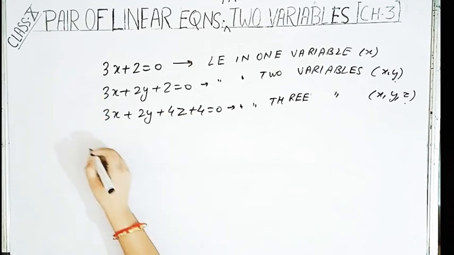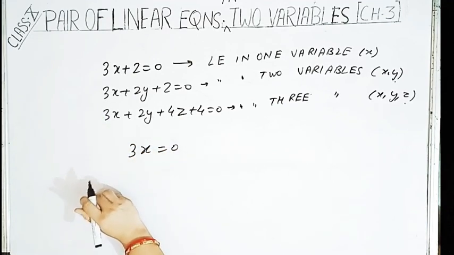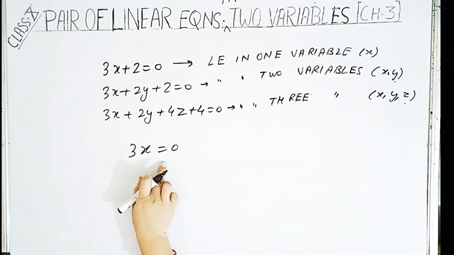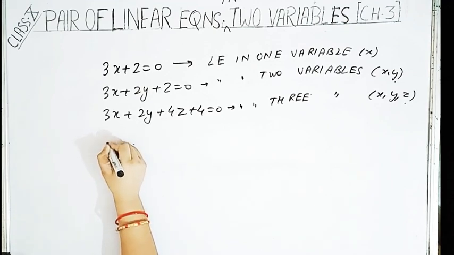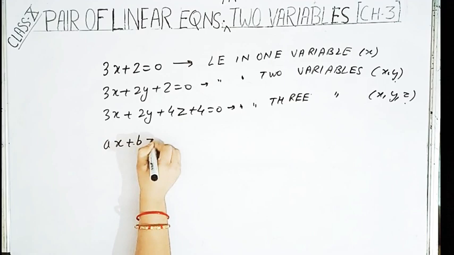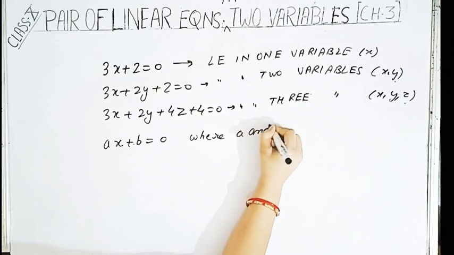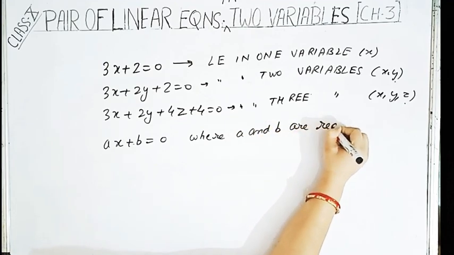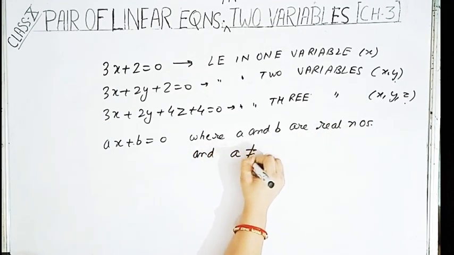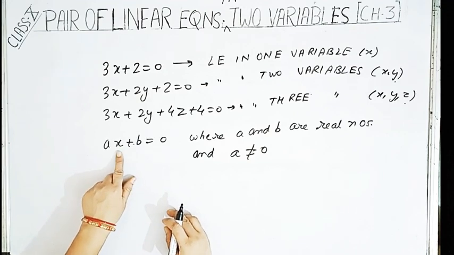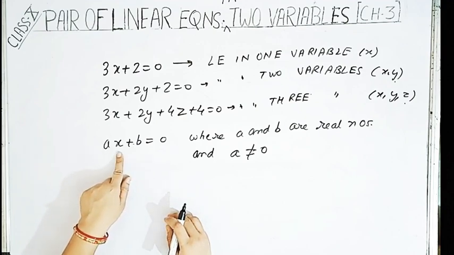Now in the first example, if I give one more related example as 3x equals to 0, this also is a linear equation because it has power 1. So the general form of a linear equation in one variable we can write as ax plus b equals to 0, where a and b are real numbers and a should not be 0, because if a becomes 0 then this whole term becomes 0, therefore it is not a linear equation in one variable, that is x.